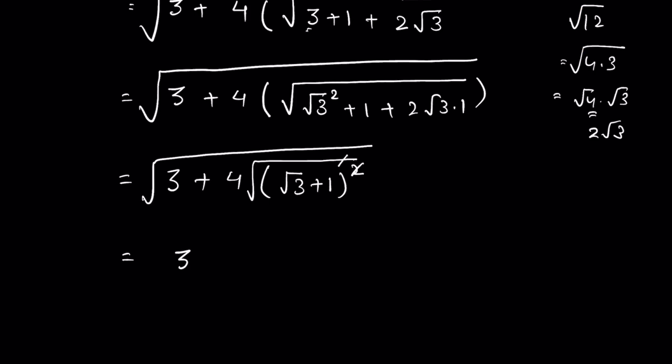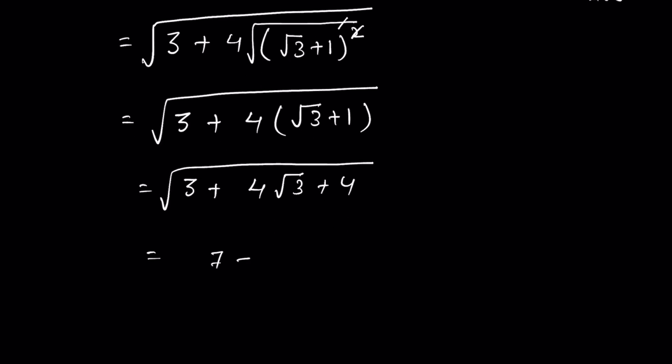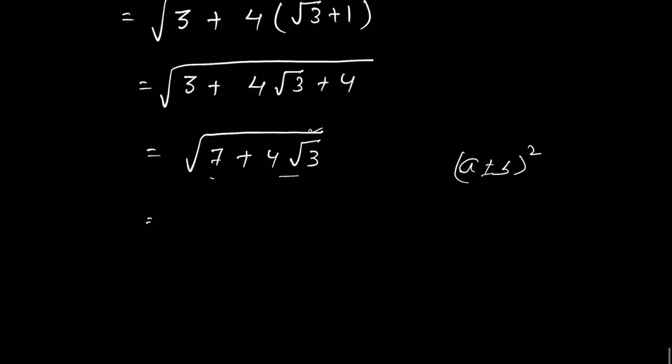Now this is 3 plus 4 times square root of 3 plus 1 under square root, or it is equal to 3 plus 4 times square root of 3 plus 4. 4 plus 3 equals 7. So 7 plus 4 times square root of 3 under square root. Again, if we can write these two numbers in terms of a plus minus b whole square to remove the square root, so 7 we can write as 4 plus 3, then 4 we can write 2 times square root of 3, under square root.